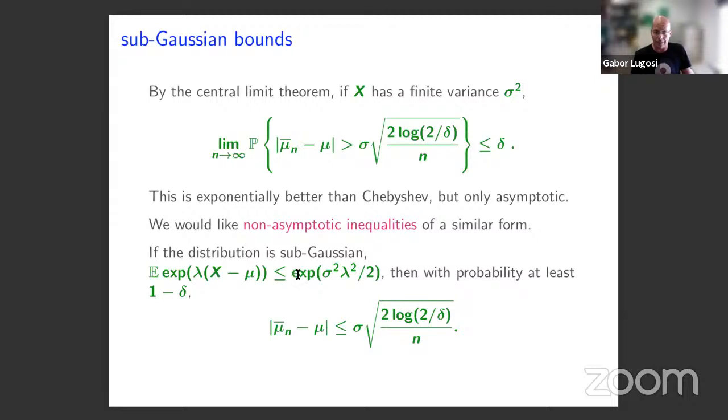non-asymptotically. So it is true that if the distribution is sub-Gaussian, then the sample mean satisfies a bound that is sigma times square root of log 1 over delta divided by n, exactly just what the central limit theorem suggests. But of course, this assumption on the moment generating function is extremely stringent. This implies that the tails of the distribution decrease faster than the Gaussian tails, which is of course in many cases way too optimistic to assume.